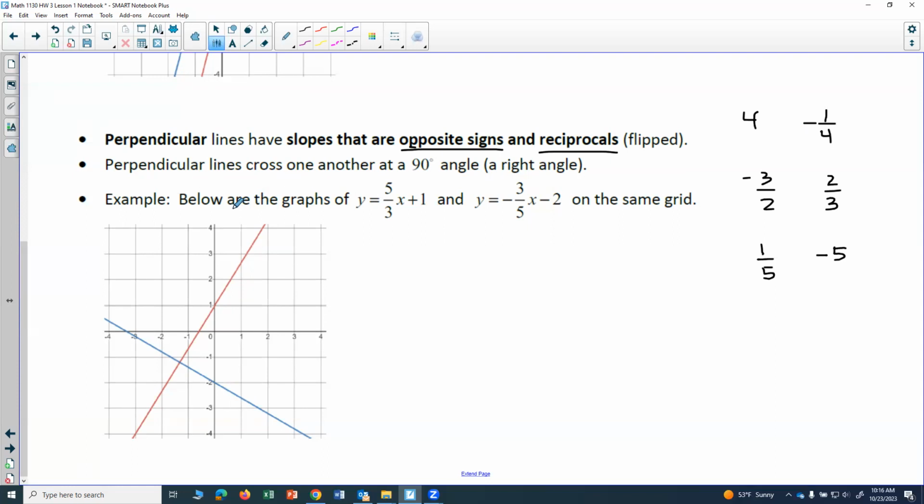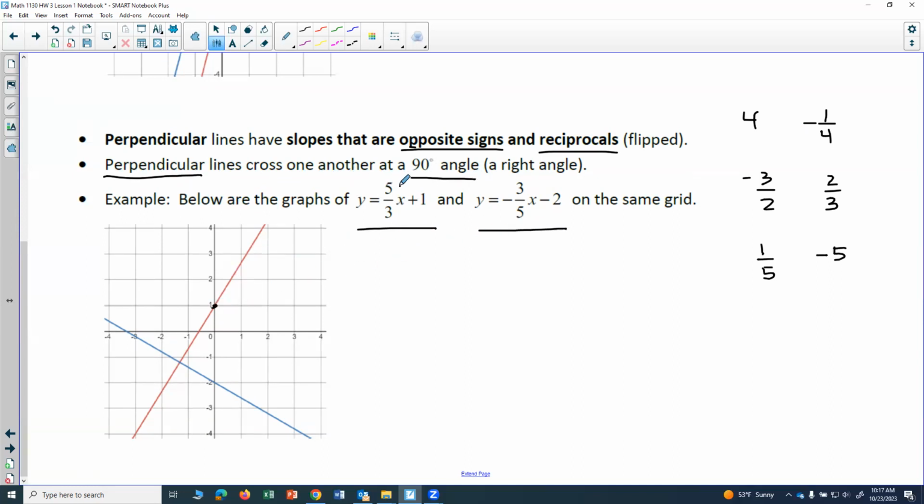Perpendicular lines cross one another at a 90-degree angle. That's what perpendicular means, is actually that 90-degree angle or right angle. Here are a couple graphs. The first one is y equals 5/3 x plus 1, so crossing here at the y-intercept of 1, and y equals negative 3/5 x minus 2.